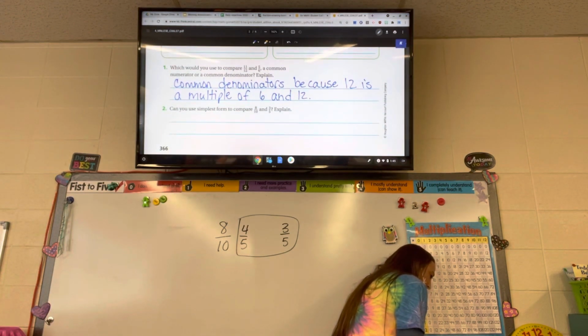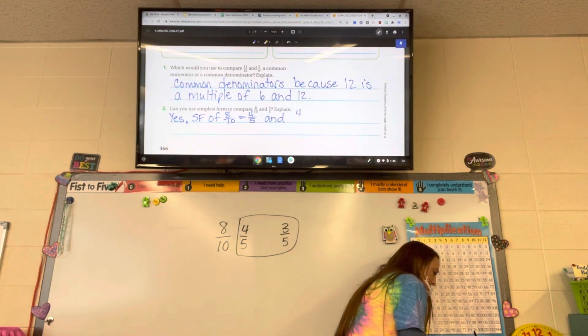Can you use simplest form to compare 8/10 and 3/5? Yes. SF for simplest form of 8/10 equals 4/5, and 4/5 is greater than 3/5. So 8/10 is greater than 3/5.